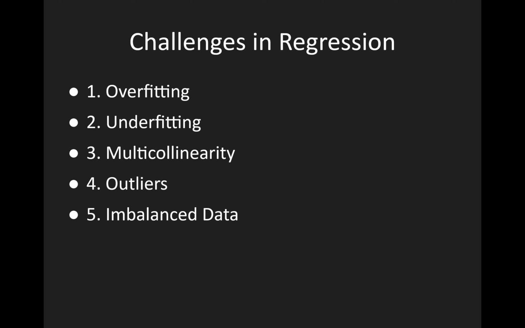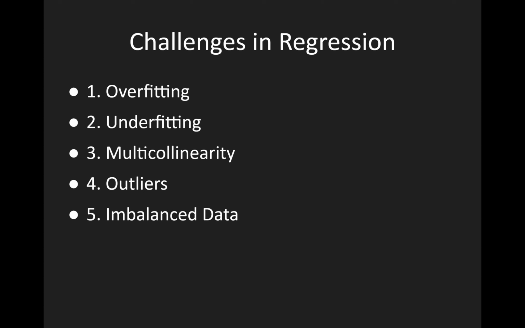Then is outliers, in that extreme values can distort the model accuracy. And in the last, imbalanced data, which is unequal representation of classes in classification problems that affects the performance. So understanding and addressing these challenges is critical for building robust regression models.